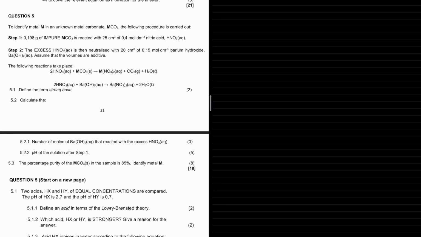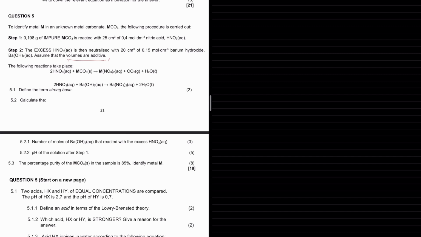Let's take a look at question 5. To identify metal M in an unknown metal carbonate, the following procedure is carried out. Step 1, 0.198 grams of impure MCO3 is reacted with 25 cm³ of 0.4 moles per dm³ nitric acid. Step 2 is carried out as well. Assume that the volumes are additive. The following reaction takes place.